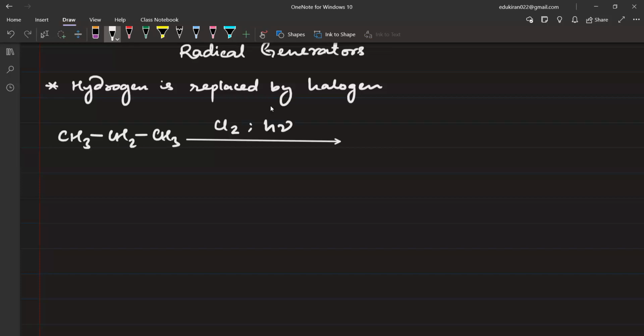Now what are we doing? We are doing chlorination. Tell me guys, what are we doing? Chlorination. And since you have seen h nu, we are doing free radical chlorination. So this is something which is going to identify what the product is going to be. We are doing chlorination in the presence of light. That is why it is free radical chlorination.